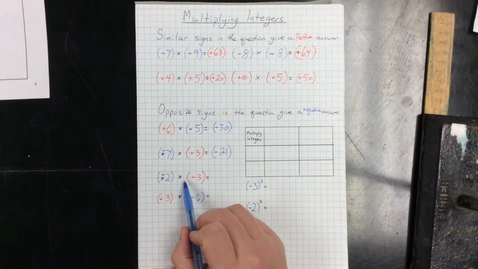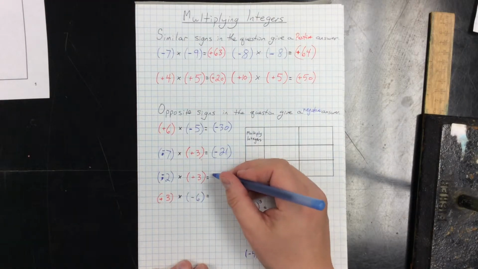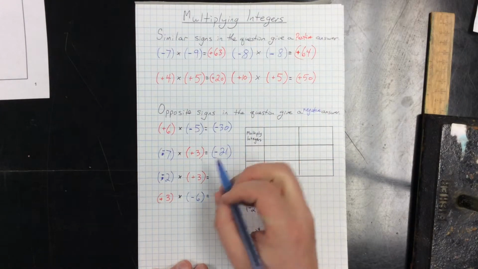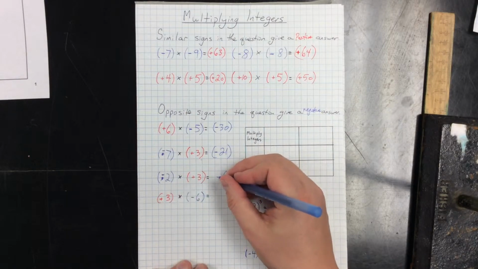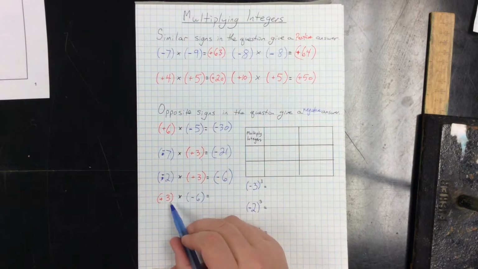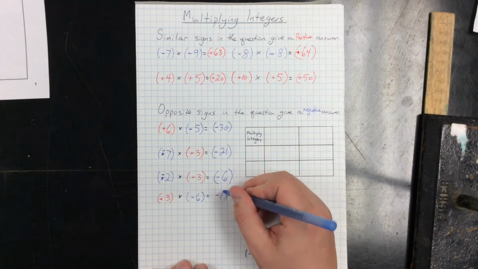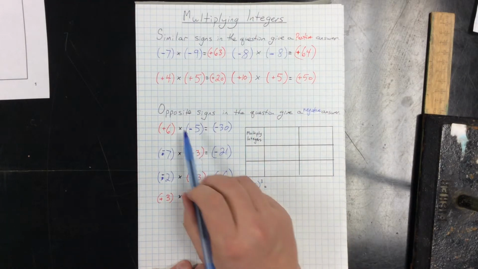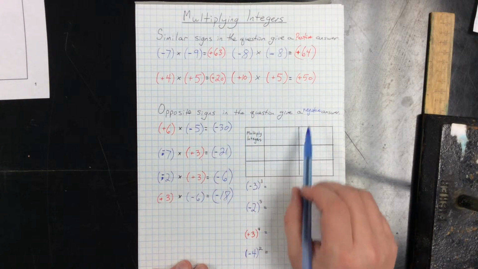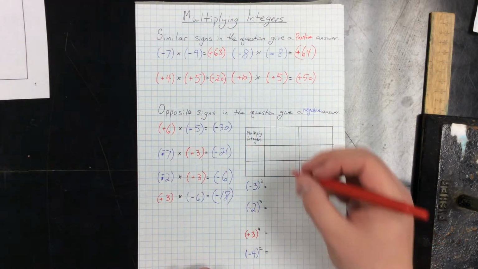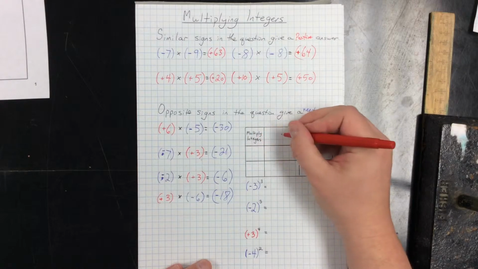Negative 2 times positive 3. So we have 2 times 3 is 6. And the signs are opposite, so it's going to be negative 6. 3 times 6 is 18, a negative and a positive, opposites again, so it's going to be negative 18. So opposite signs in the question always give a negative answer. So if we're going to multiply integers.